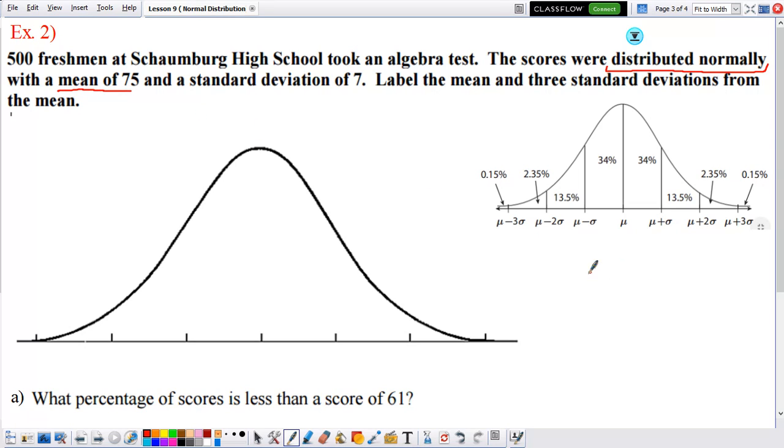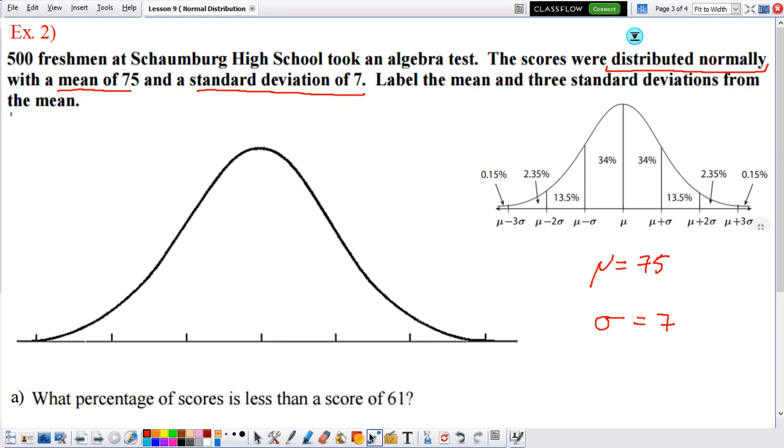So let's write that down. We know that the mean is equal to 75 and the standard deviation is 7. Again, all you really need to know is what is the mean and what is the standard deviation. We're going to use that to label our graph. Now again, the first thing that we should do is label the graph.